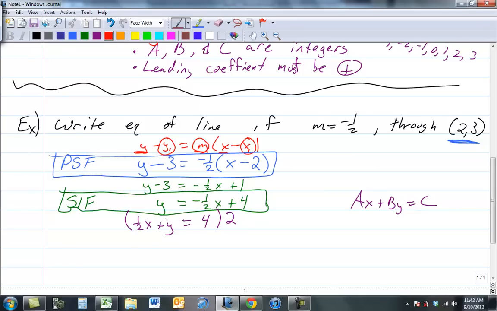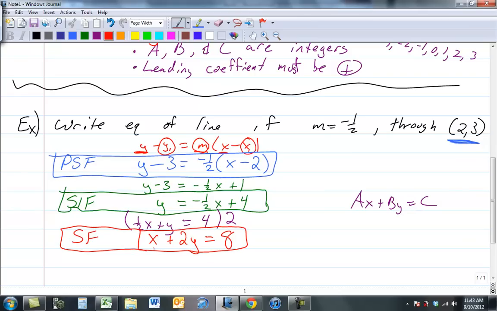So our final answer here is going to be 1/2 times 2 is 1. So x plus 2y equals 8. Leading coefficient is positive. Everything's an integer. It's in ax plus by equals c form. This is standard form. Oops, forgot to box that too.